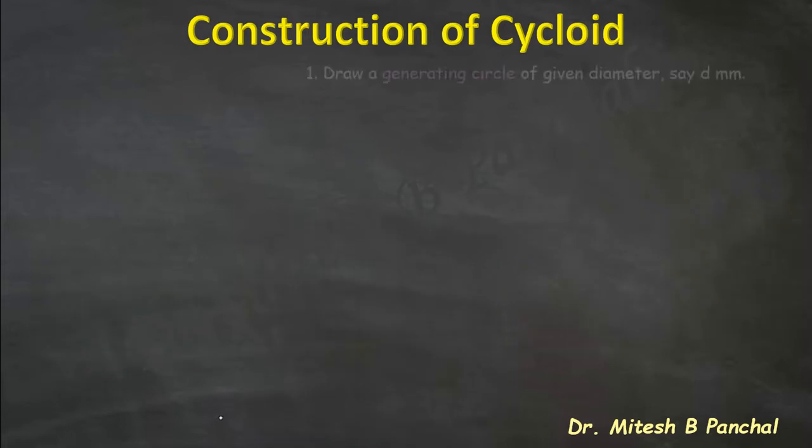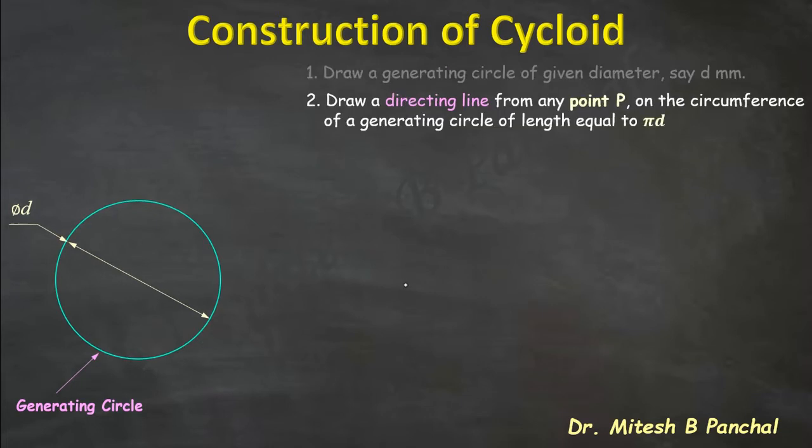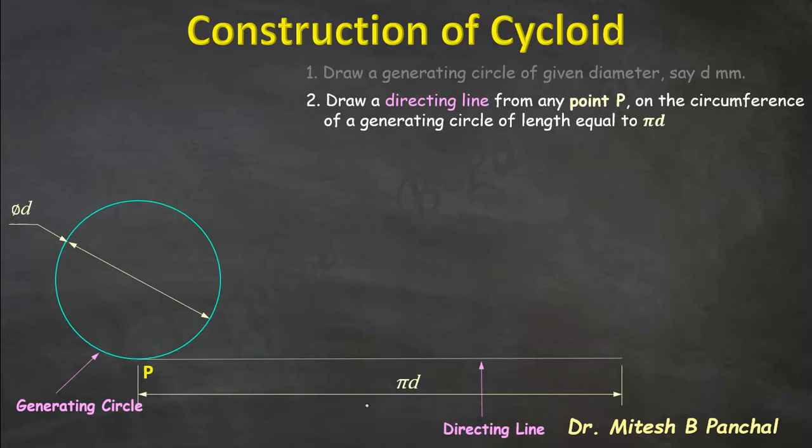Now we will see the construction. First, you have to draw a generating circle of a given diameter, say d mm. Now draw a directing line from any point P on the circumference of the generating circle, of length equal to pi into d, that is, equal to the circumference of the generating circle.